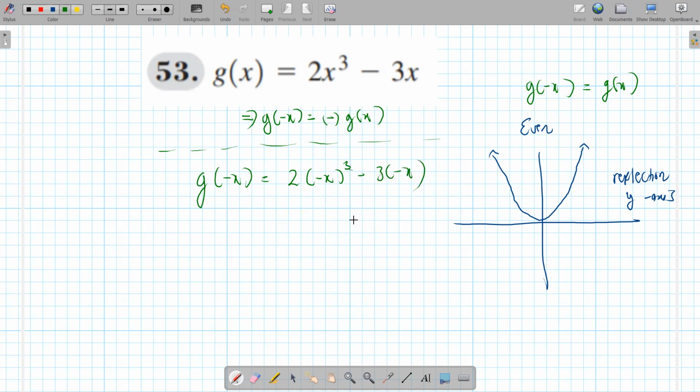Like that? Yeah. Okay, let's open this. And again, negative x cubed is just negative x cubed. So you get minus 2x cubed plus 3x. Now what I'm going to do is take out a minus sign from this function. What's in the bracket? The bracket has 2x cubed minus 3x. No, plus 3x, because we took out a negative sign.